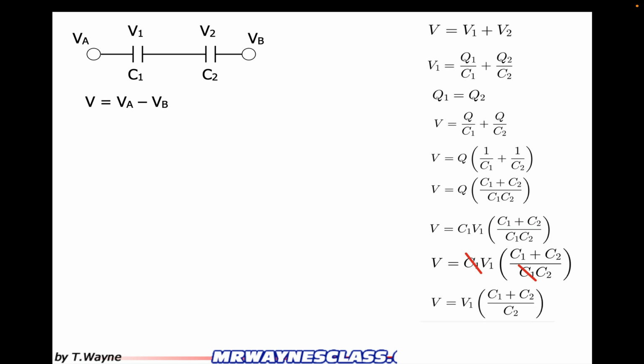So the voltage across the combination is equal to V1 times the quantity C1 plus C2 over C2. Remember that C1 divided out. But I'm looking for the voltage at C1. So let me just rearrange this and put this expression on the other side.